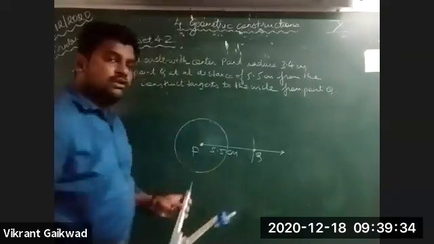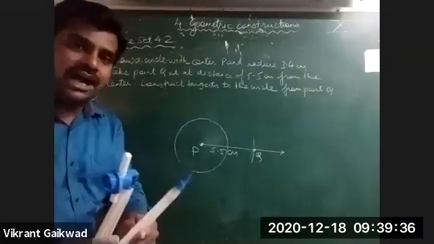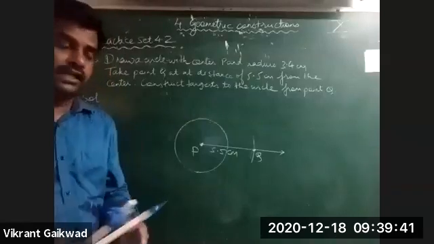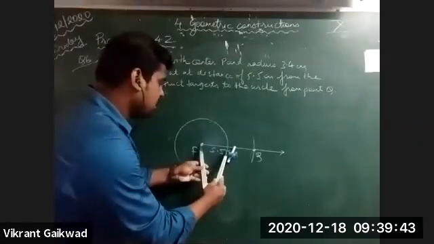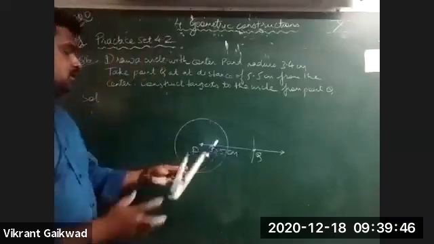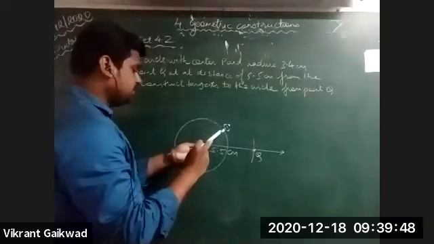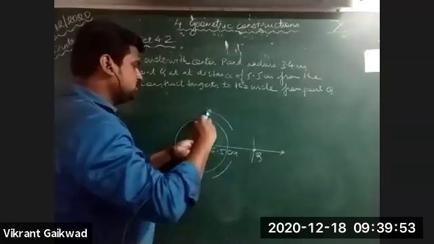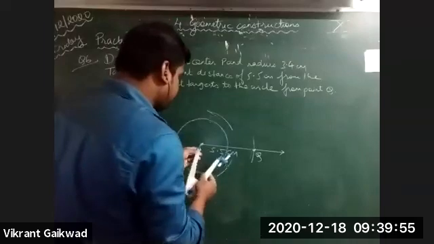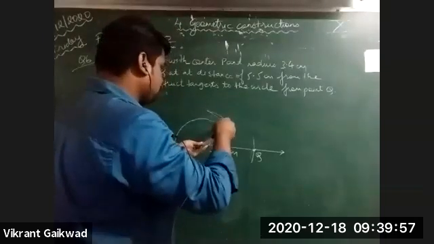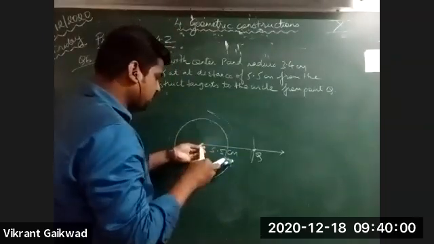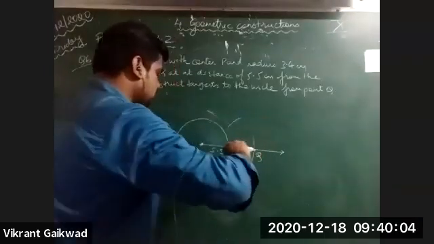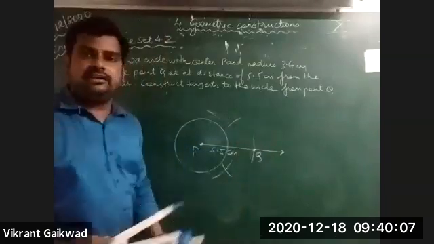So first, you have to draw the perpendicular of PQ. So what you'll do is, you'll take more than half the distance of PQ on your rounder, because the arcs should intersect each other. So from point P, you'll draw an arc above and an arc below. From point Q, the same distance, you'll cut the two arcs which you have drawn already.